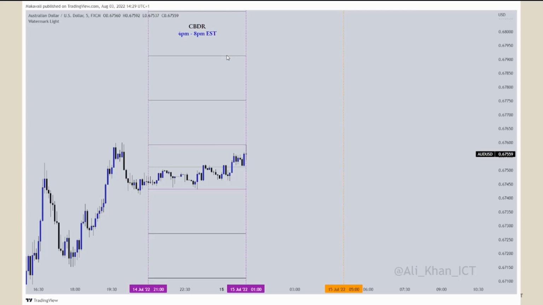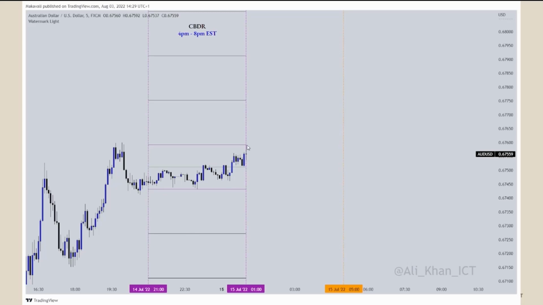So let's take this into a chart format. This is the Australian dollar. Ignore the prices at the bottom because this is UK time, but 4 p.m. till 8 p.m. Eastern Standard Time is a central bank dealers range, and I've delineated that with these purple lines. So taking the lowest wick to the highest wick, these purple lines delineate the central bank dealers range, high and low.